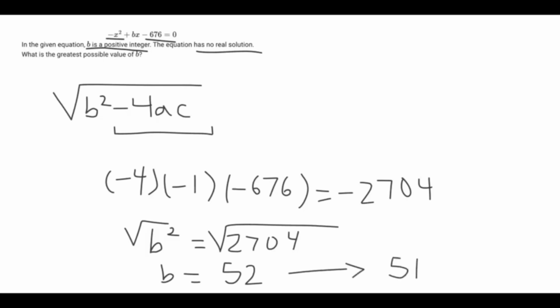And so the greatest possible value for b is 51, because we can test this: 51 squared is 2,601. And that is indeed smaller than 2,704. And so if you did the math there, you would get a negative value. And so the discriminant would have a negative value, meaning you would get no solution. And that would ultimately solve the problem.